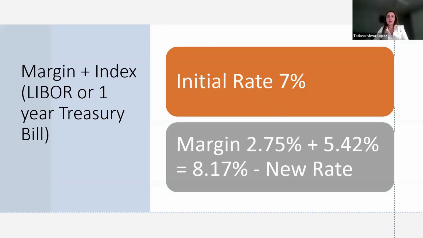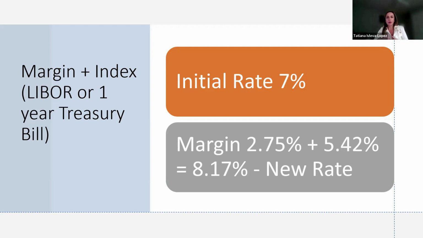There is always a margin, and the margin never changes. That margin is always disclosed at the initial application. For us, for example, it's 2.75%. The margin is 2.75%. And then when that adjustment period comes, we'll look at the index.